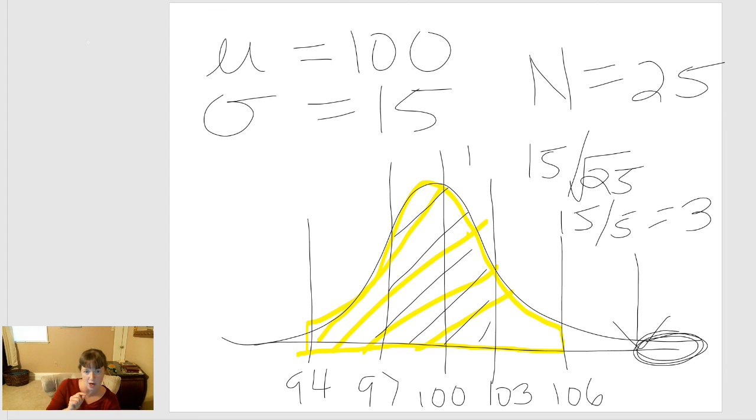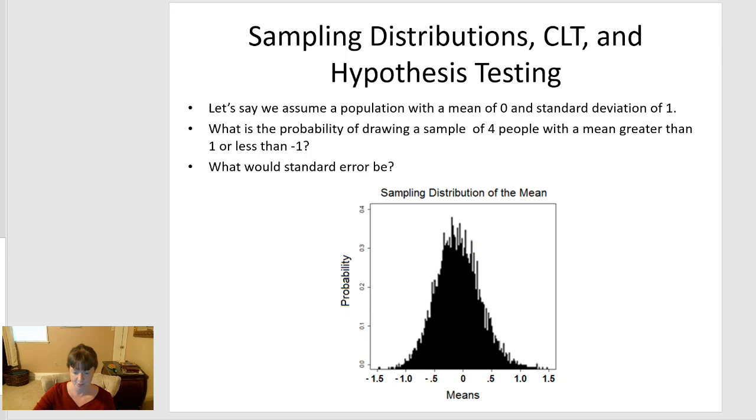So let's practice doing this a few more times to see how parent populations are related to the sampling distributions that get created once you do an infinite number of samples. So let's say I've got a population that has an average of 0 and a standard deviation of 1. I might ask the question, what is the probability of drawing a sample of 4 people with a mean greater than 1 or less than negative 1? What would standard error be, right?